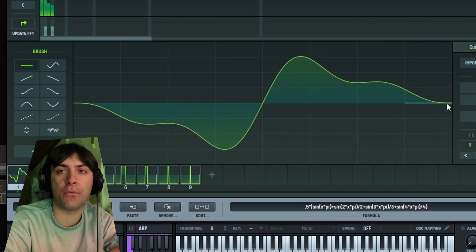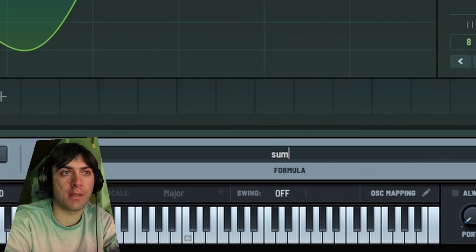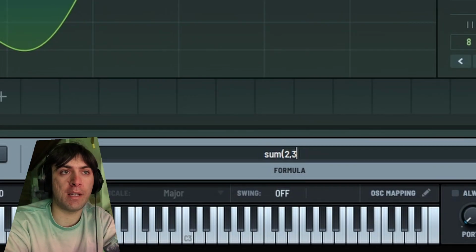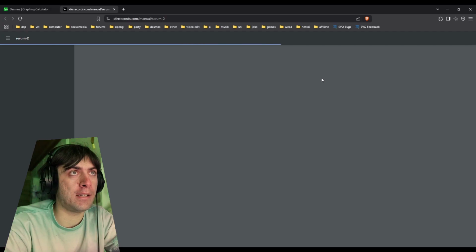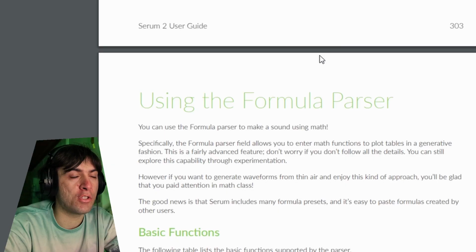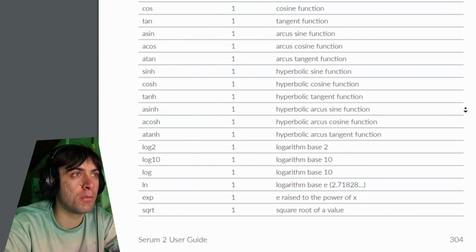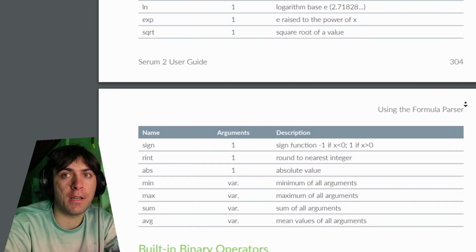And we want to know if there are other ways to accomplish this sum, because Serum unfortunately doesn't come with something like a sum function where you can just enter a few arguments and then, I don't know, it does the sum. Serum has a lot of functions, and if you want to know all of them, then I can highly recommend checking out the manual. Yes, it is on page 304, and there you can read all of the functions that you can use in the formula parser. Unfortunately, a sum is not part of it.